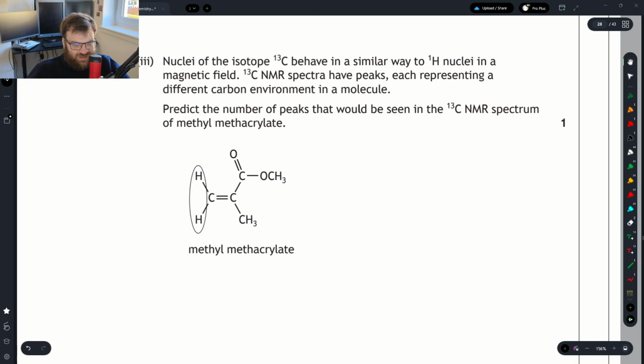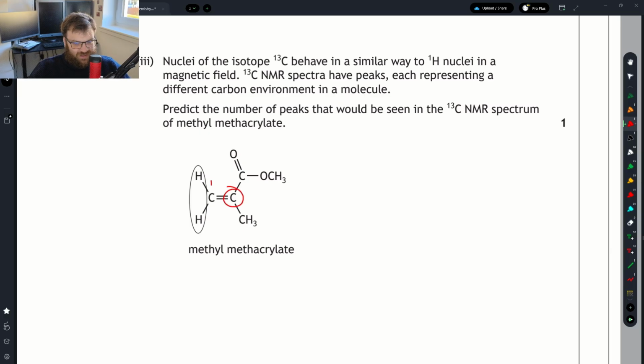Okay, for part 3, I'm going to strongly suggest you don't do added and just start counting the number of hydrogen environments. Actually, the question is talking about carbon. So carbon in different environments will have different peaks. If we look at this first carbon here, that's a carbon attached to 2 hydrogens and then double bonded to a carbon. So that will be its first environment.